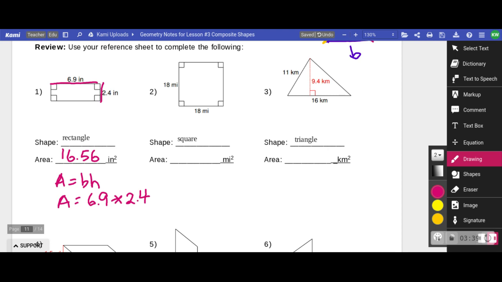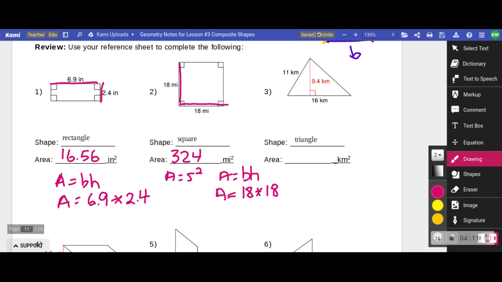All right, this next one is a square. Now for a square, you could use the formula area equals side squared, but you also could just use the formula area equals base times height. Since these two lines form a right angle, they're the base and the height. So you could do 18 squared, or you could do 18 times 18. Plug that into your calculator, and you're going to get 324.